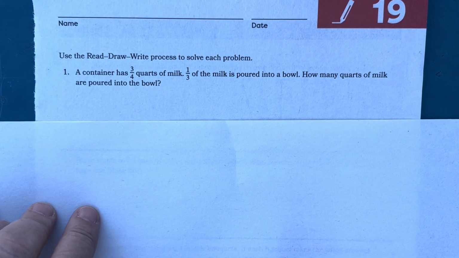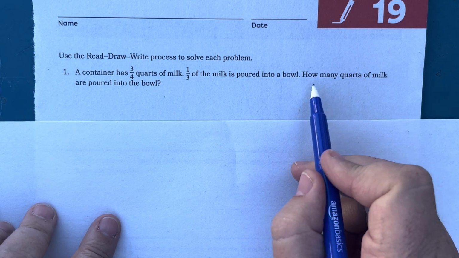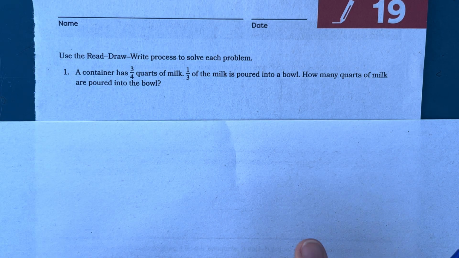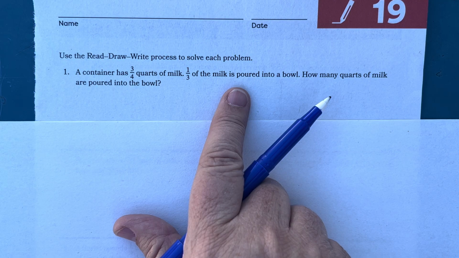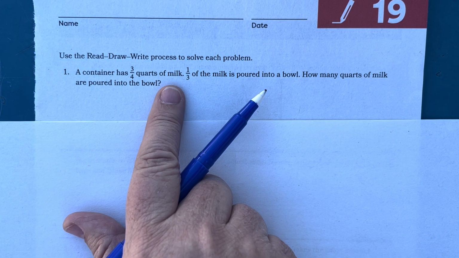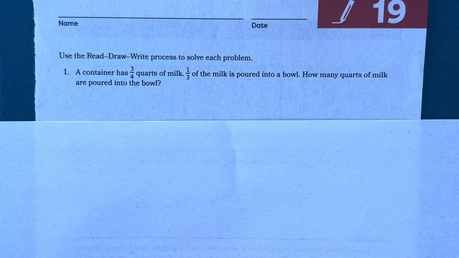So let's look at it. A container has 3/4 quarts of milk. 1/3 of the milk is poured into a bowl. How many quarts of milk are poured into a bowl? Okay. So I'm thinking about this and I'm thinking about what am I starting with? Is there an amount that I'm beginning with? Because that's kind of where I start. So it says a container has this amount of milk and it looks like they're pouring a certain amount of that milk into a bowl.